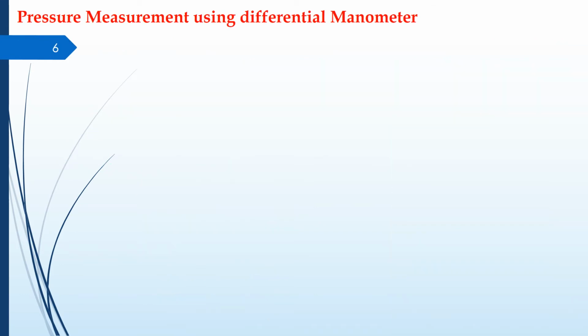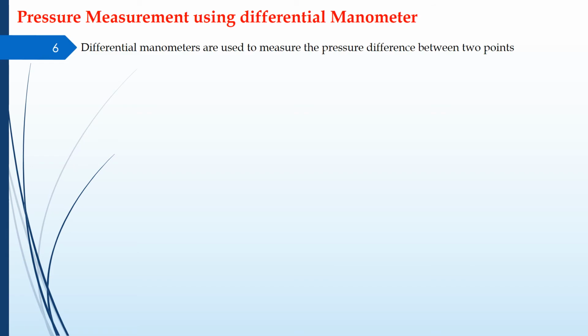So moving on to the next slide, we'll be using another type of manometer. We call it a differential manometer, and the differential manometers are used to measure the pressure difference between points. In the previous case, one end was open to the atmosphere. Suppose that end is not open to atmosphere, we have to measure the pressure at that point also. So how will we measure the pressure? That will be measured by using the differential manometer.